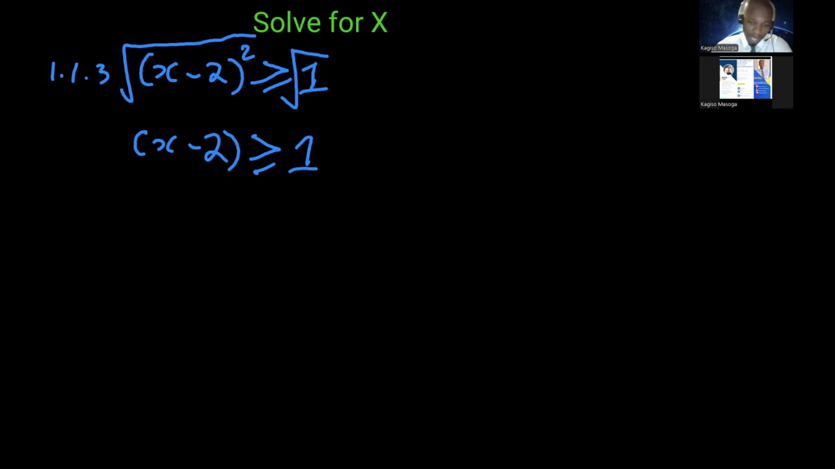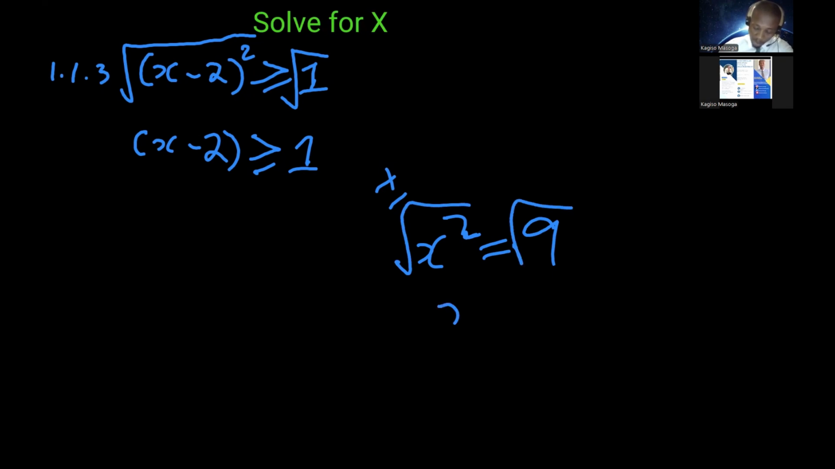Since we are taking the square root of an inequality, we need to consider two cases. Remember, when you take the square root of a number, it's going to give you either a positive or a negative. For example, if I have x squared equals 9, and I take the square root on both sides, the square is going to disappear. I'm going to have x equals the square root of 9, which is 3, but it's going to be plus or minus 3.